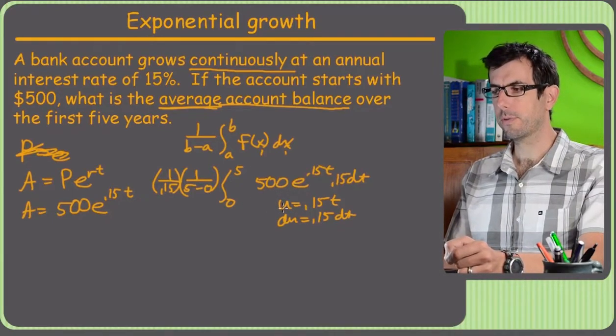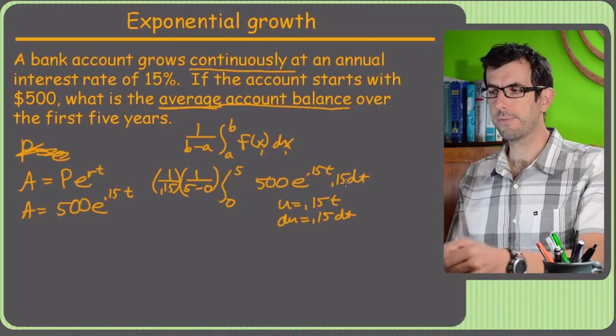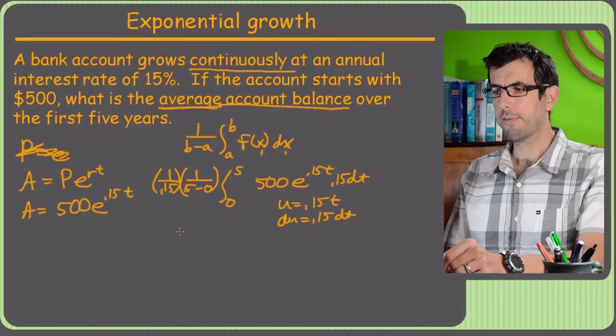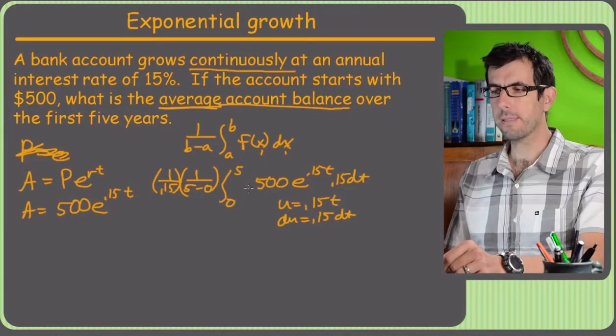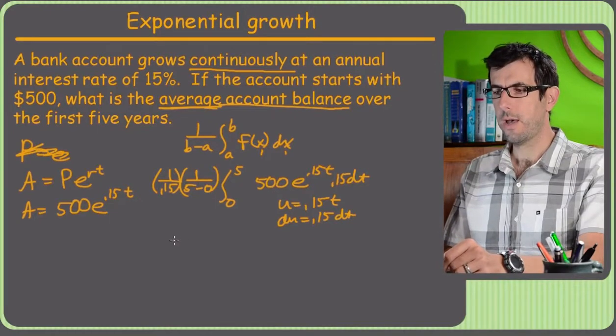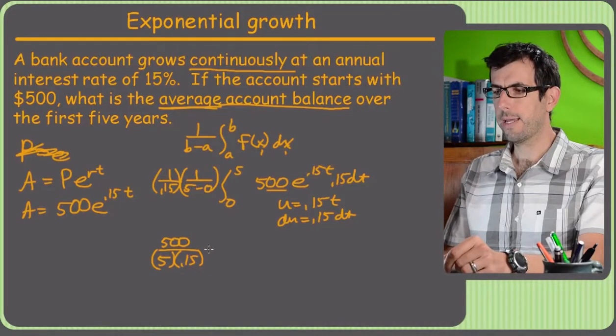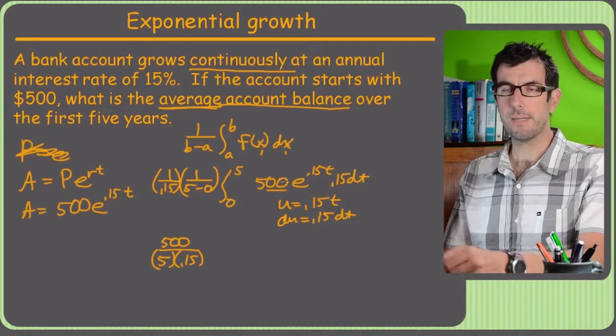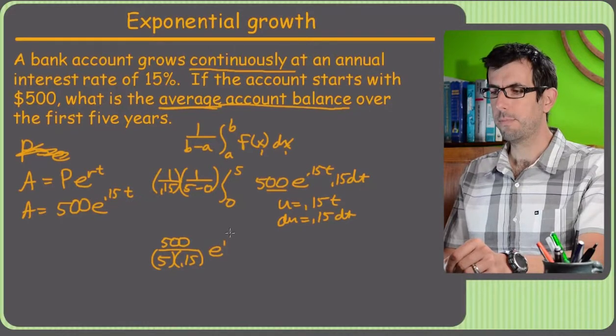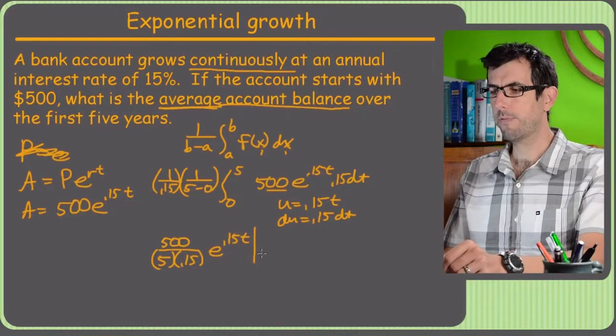So the integral is really just the integral of e to the u, so same thing, right? By now you're getting used to that. So if I take all my constants and lump them together into one fraction, I'll get 500 in the numerator, because that's right there. Now I've got a 5 and a 0.15 downstairs. And then the integral of e to the 0.15t is just e to the 0.15t, evaluated from 0 to 5.